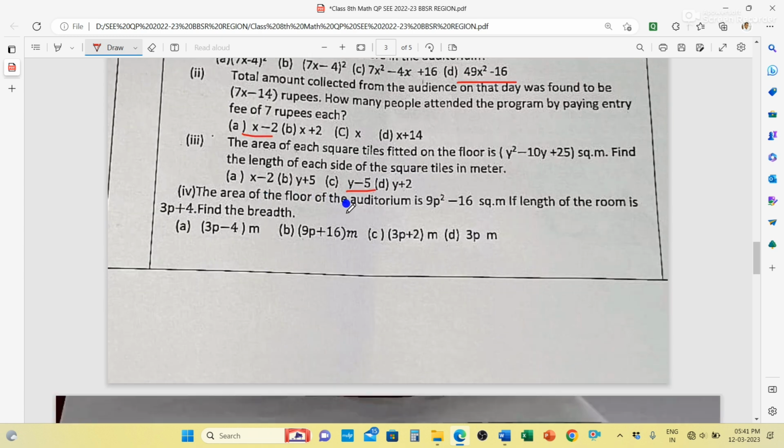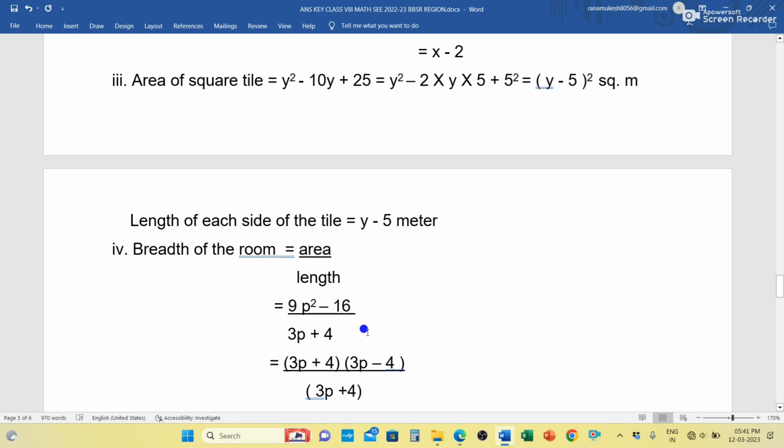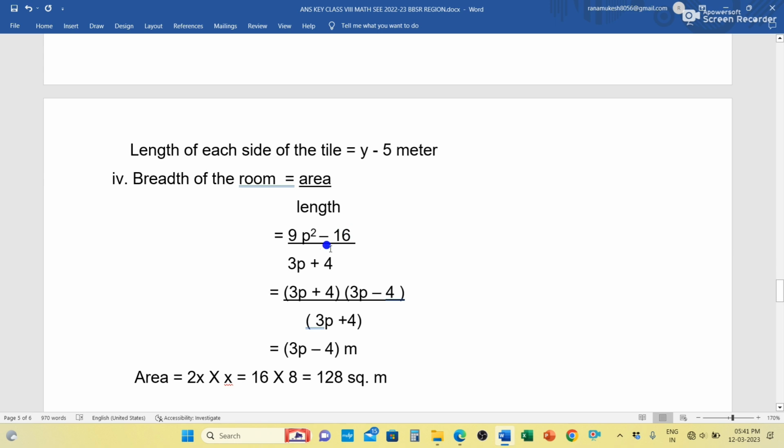The area of the floor of the auditorium is 9p² minus 16 square meter. If the length of the room is 3p plus 4, find the breadth. So to find the breadth, you have to divide area by length. So area 9p² minus 16 by length 3p plus 4.